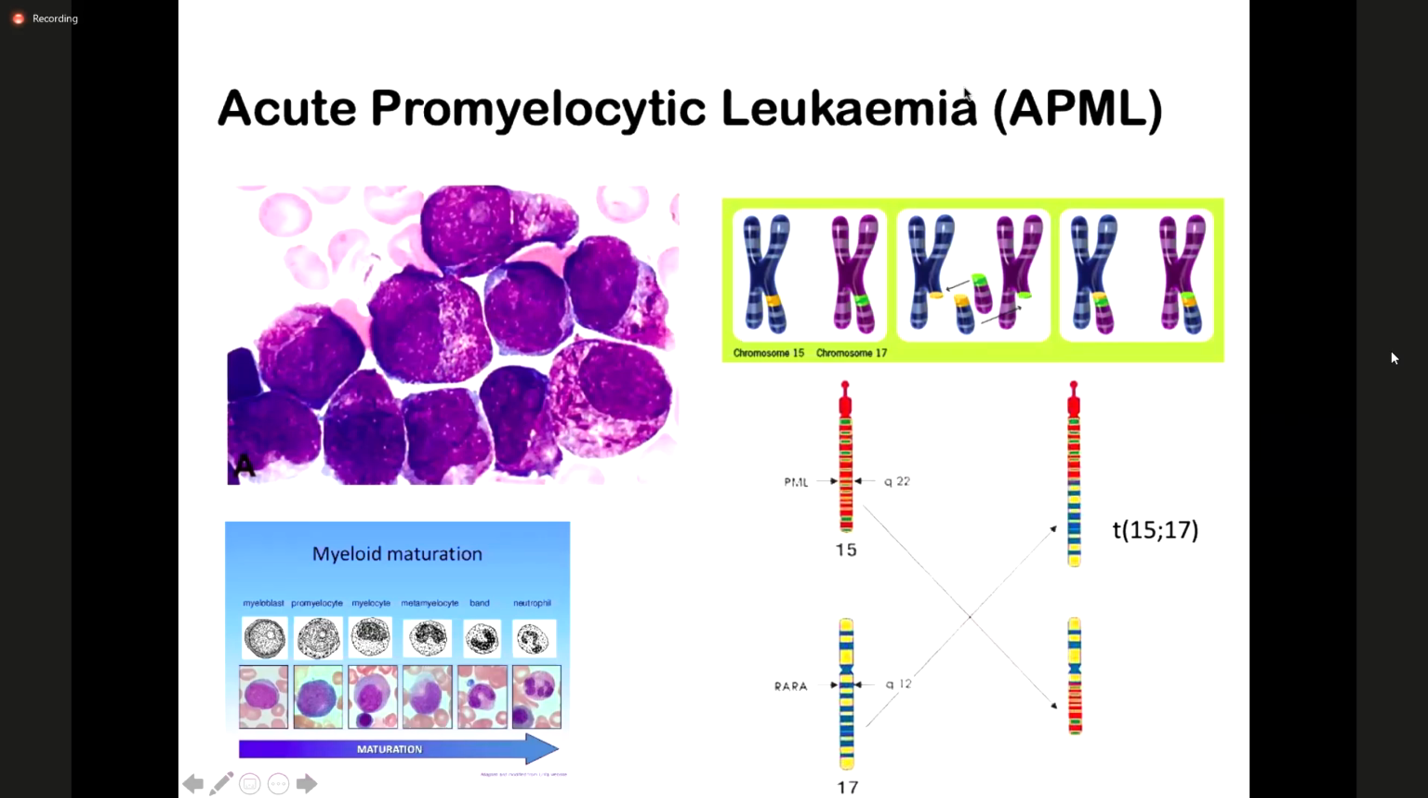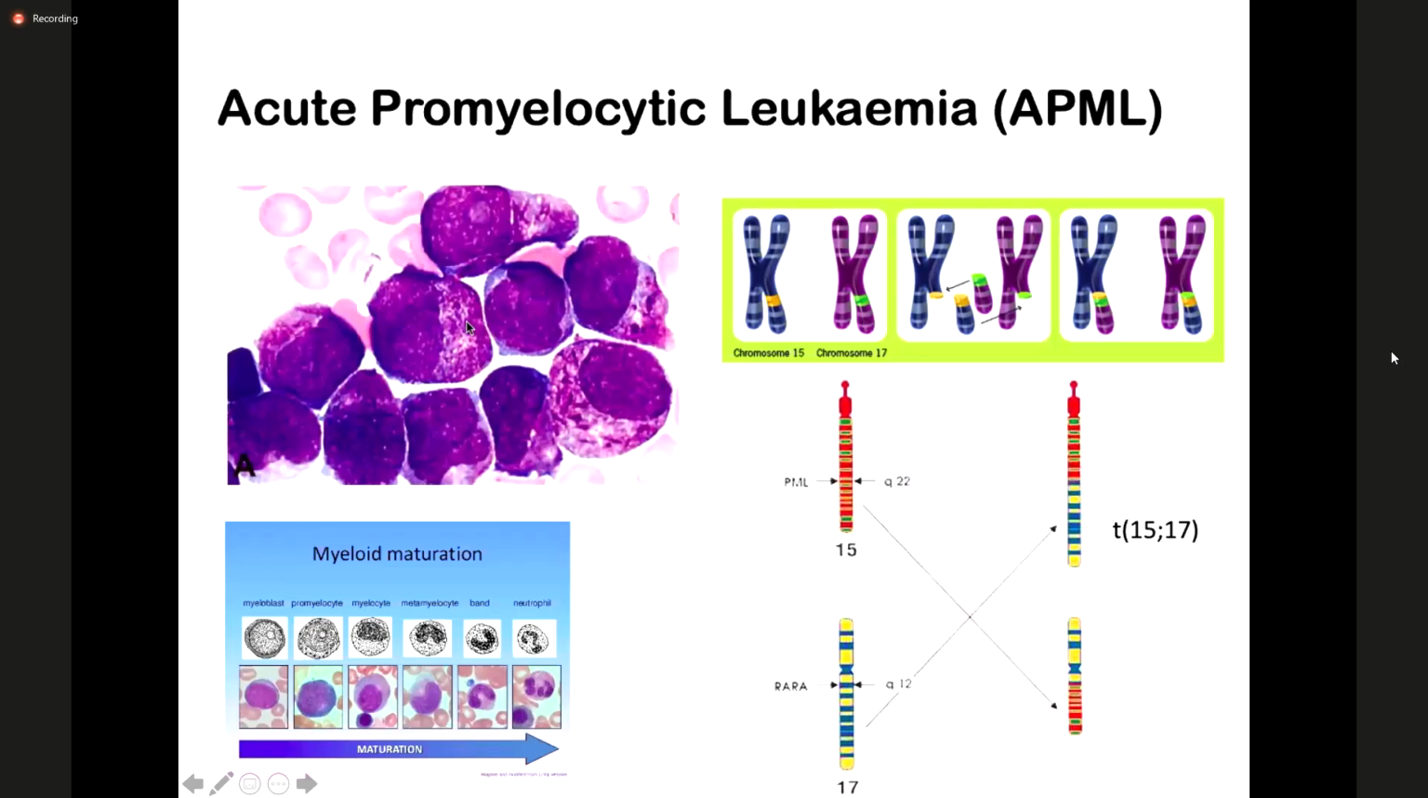In APML, the simple karyotyping test helps detect the translocation 15;17, and most of the time people tend to do PCR or FISH in order to diagnose it, because those are relatively quicker tests and we'll get the report as soon as possible. We have to treat the patient as soon as possible in order to prevent mortality due to the condition. So this is one of the special conditions out of AML.